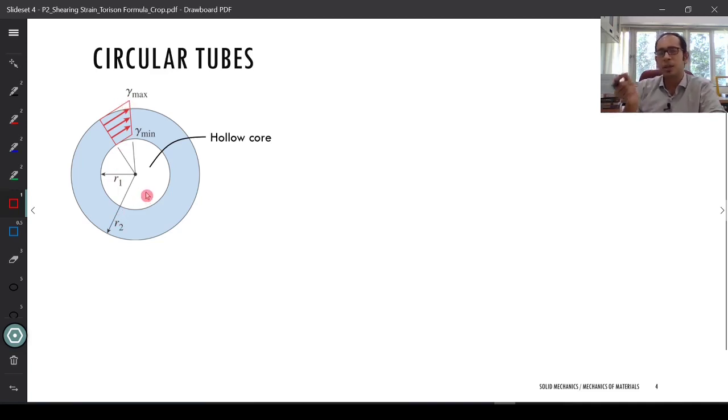Piggybacking on the expressions we wrote in the last couple of pages, if I have to write the expressions for this one again, here I'm going to have my gamma minimum. It is going to be what? Gamma minimum is going to be r1 times phi divided by L. Remember, the general expression for gamma was what? Gamma equals rho times phi divided by L.